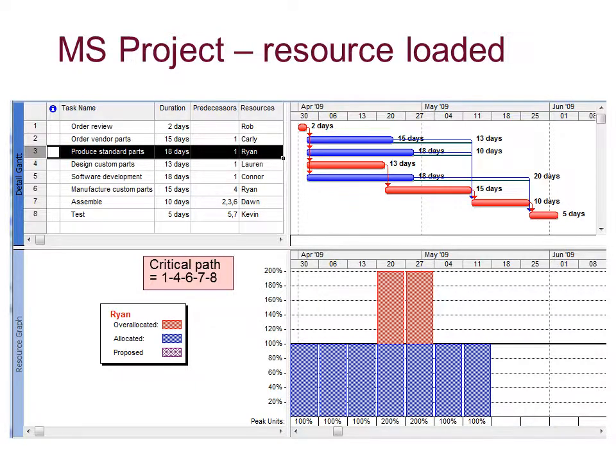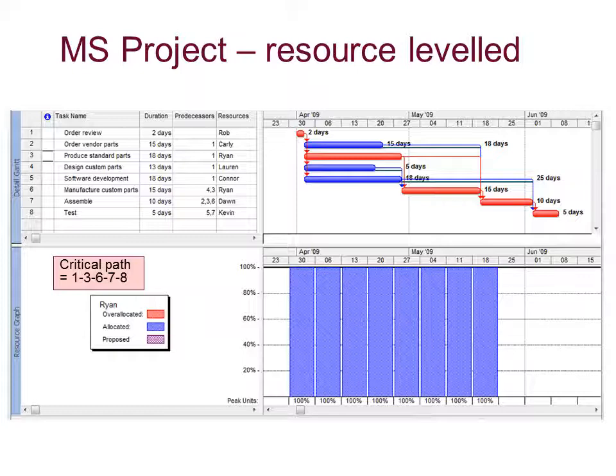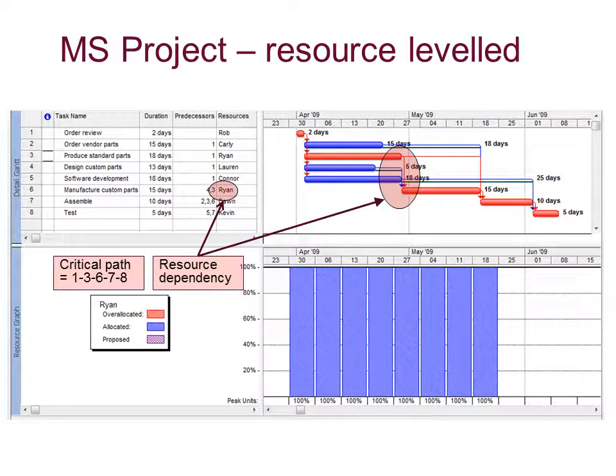So what we've done is reorganize this, and you can see it's shown in MS Project again. Now his time is 100% allocated throughout the period his activities are being undertaken. But in doing so, you've had to add some time in the project. Okay, there he is, Ryan, and there's his new resource constraint.